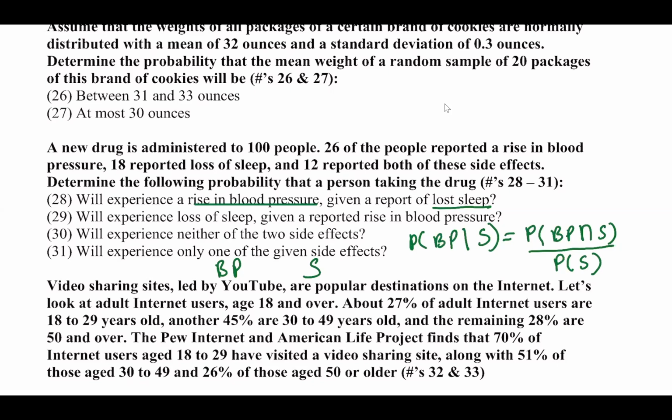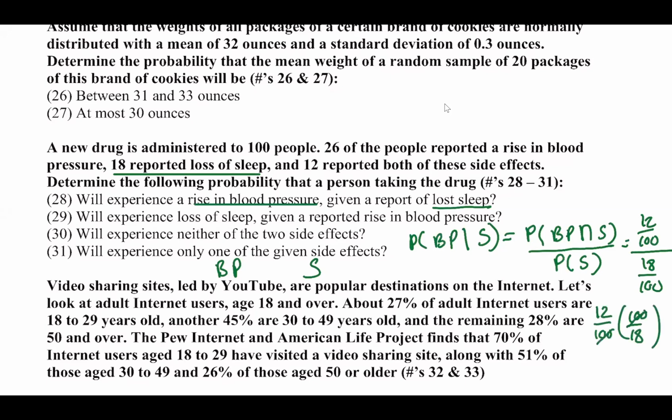Yeah, 12. So for this one, we'll put 12 out of the total amount of people we have, which is 100. And then you want to go ahead and look at how many total people suffer from loss of sleep. Well, if you look right here, they tell us 18 out of 100. So this will actually just become 12 out of 100 times 100 out of 18.